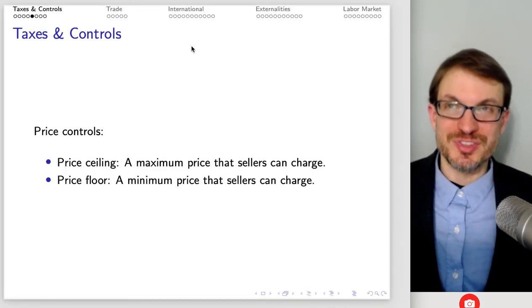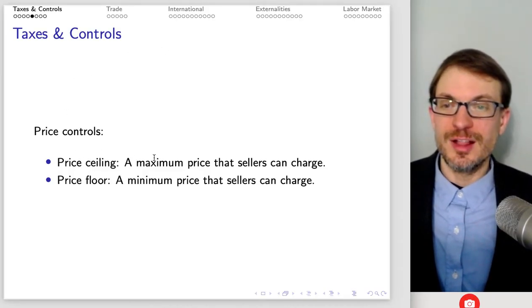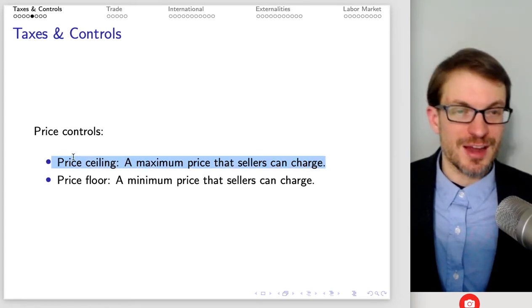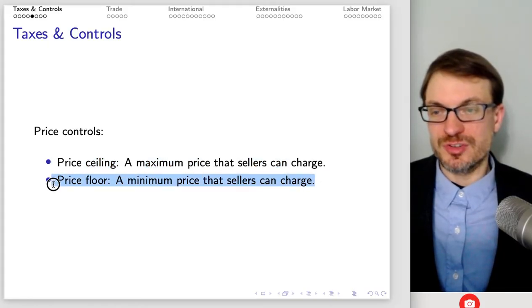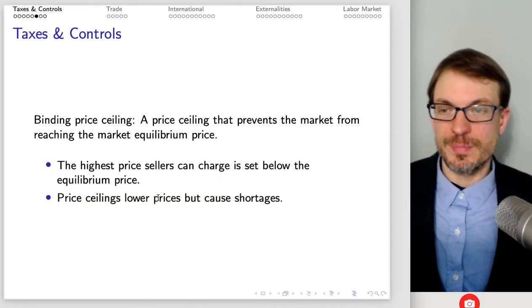Now, all of a sudden, what's the highest you can go? Well, the ceiling. What's the lowest you can go? The floor, right? So the idea is this is a maximum price sellers can charge. It's only binding if the equilibrium is above the price ceiling. This is a minimum sellers can charge. It's only binding if the price wants to go below the price floor.